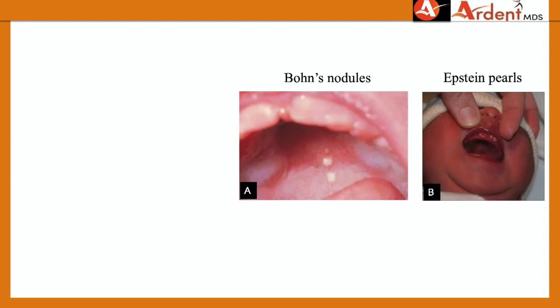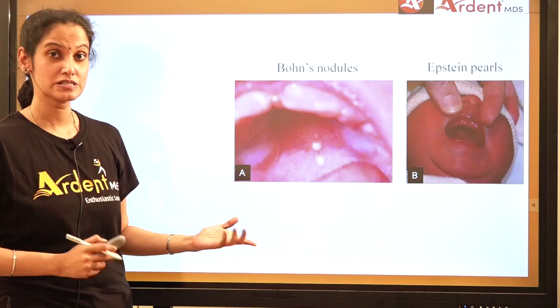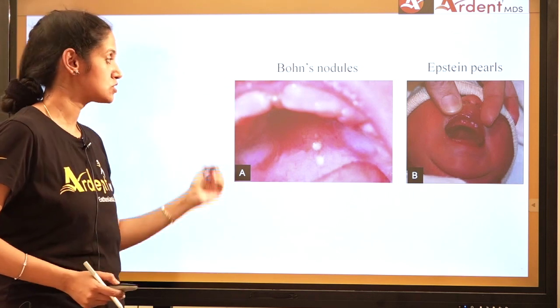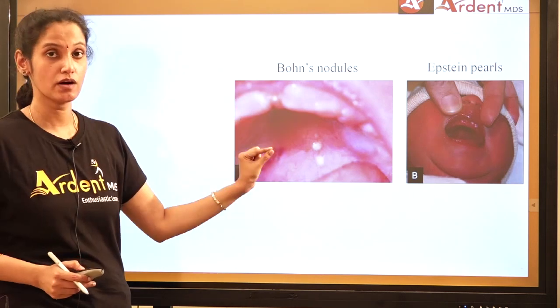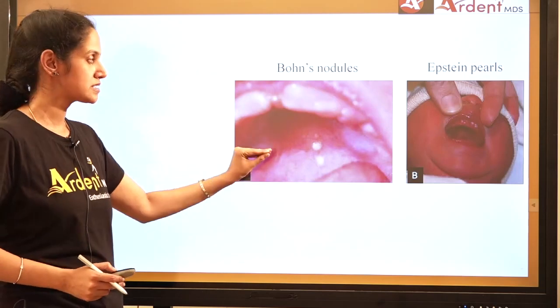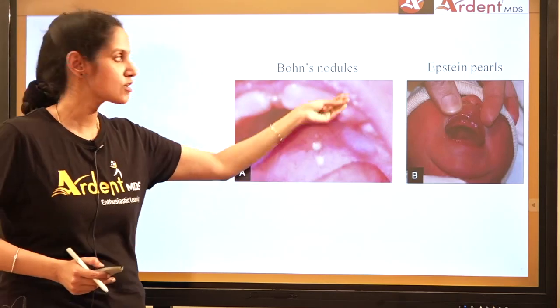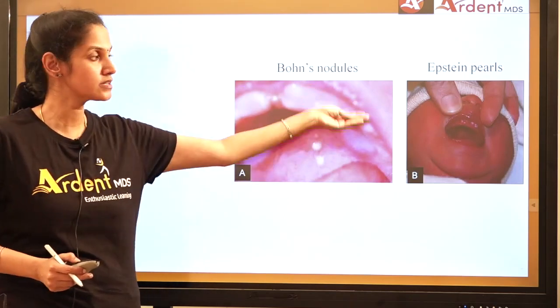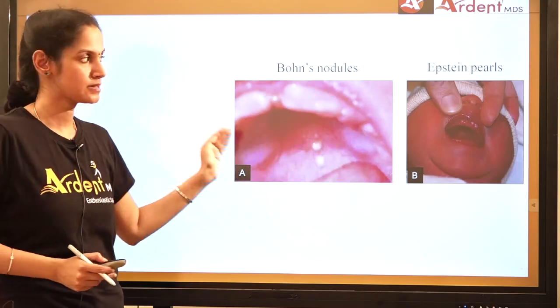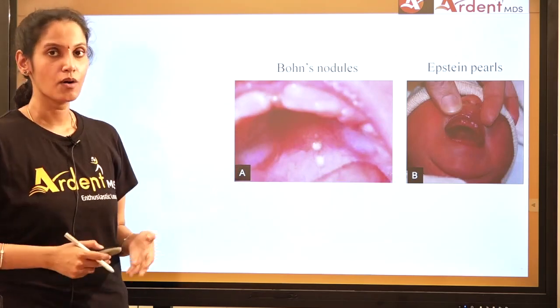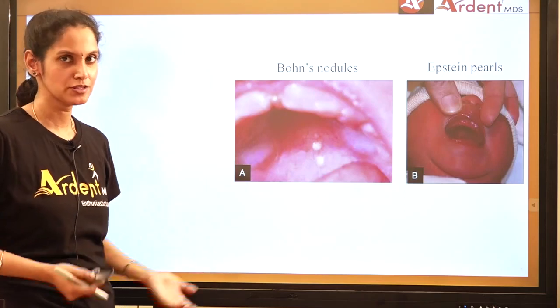See, these two words, Bohn's nodules and Epstein pearls, are quite interchangeably used. Some textbooks say Bohn's nodules are small papular keratin-filled cysts present near the junction of the hard and soft palate. Epstein pearls are on the alveolar ridge or in the midline raphe region. But they are commonly called the palatal cyst of the newborn.